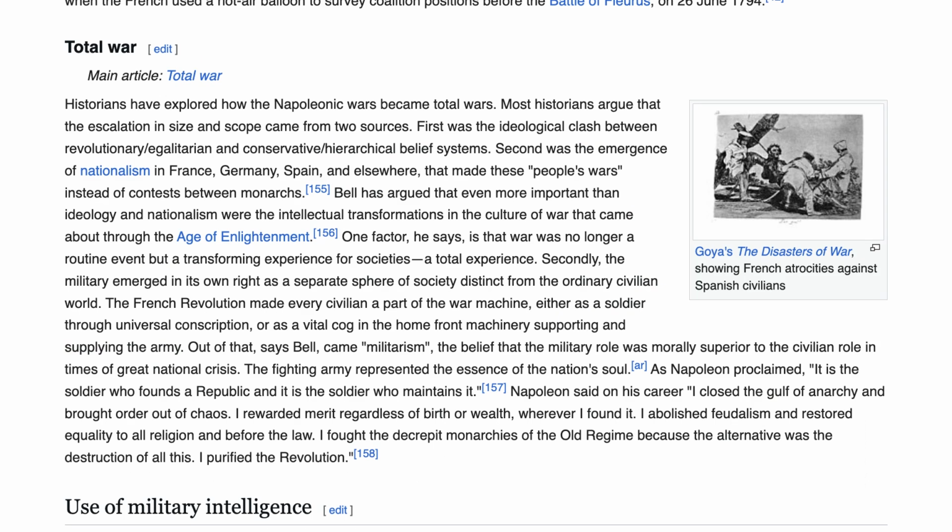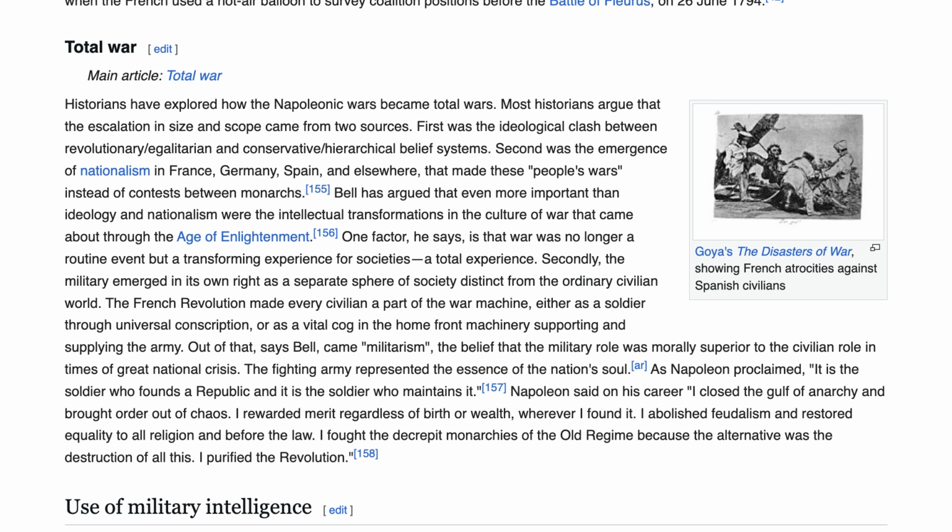Total war. Historians have explored how the Napoleonic Wars became total wars. Most historians argue that the escalation in size and scope came from two sources. First was the ideological clash between revolutionary, egalitarian and conservative, hierarchical belief systems. Second was the emergence of nationalism in France, Germany, Spain, and elsewhere, that made these people's wars, instead of contests between monarchs. Bell has argued that even more important than ideology and nationalism were the intellectual transformations in the culture of war that came about through the Age of Enlightenment.